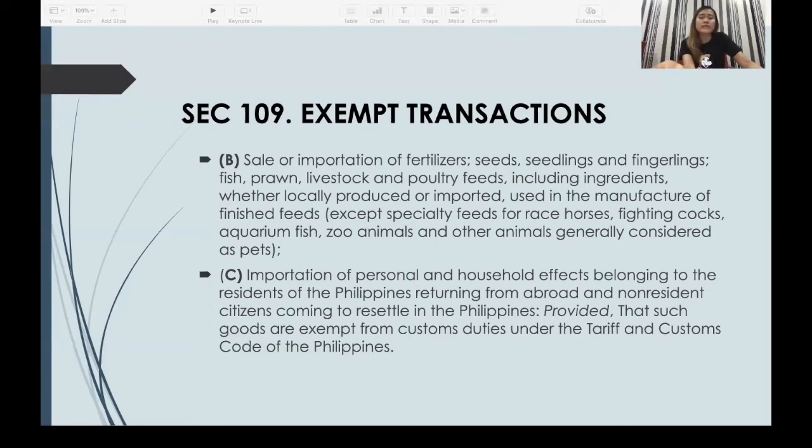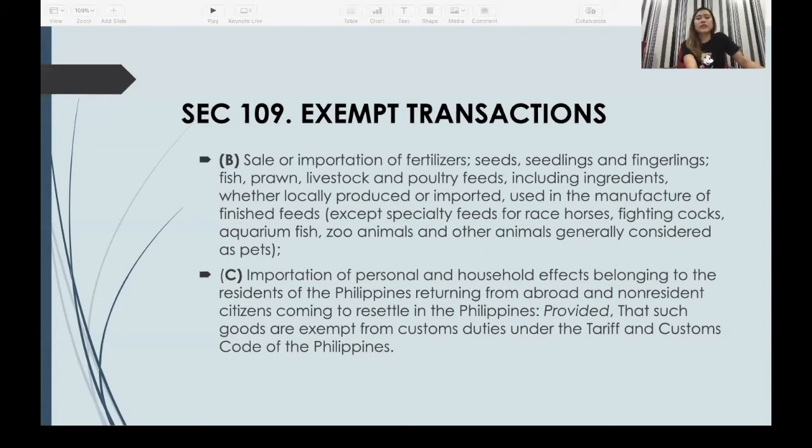So, fertilizer is included because when they plant the vegetables, of course, they need fertilizer. If they want to increase the crops, they'll be needing seeds. So, basically, they are interrelated. At the same time, the transactions under this are also VAT exempt.